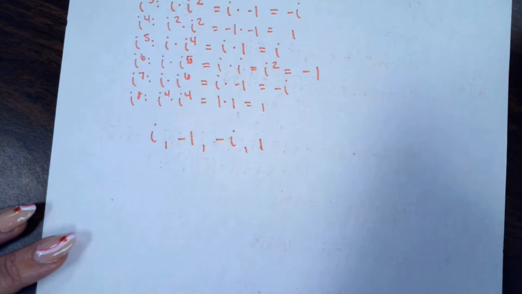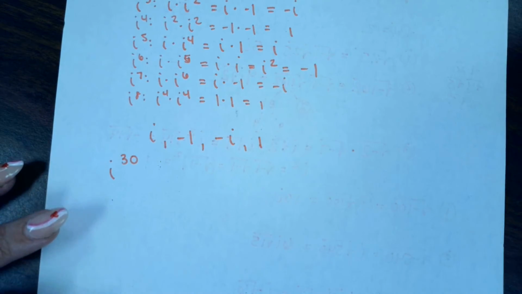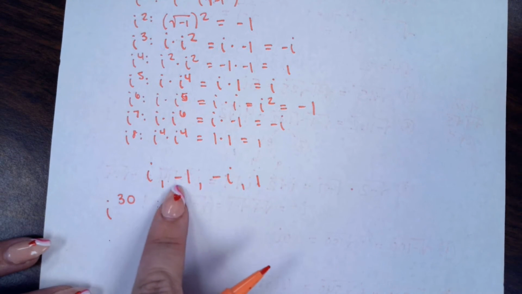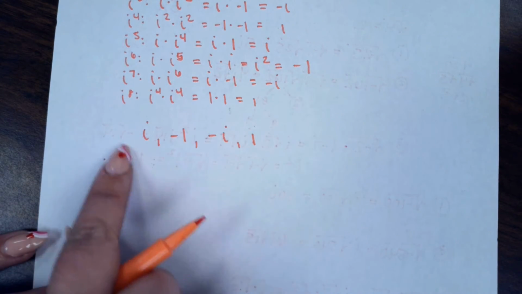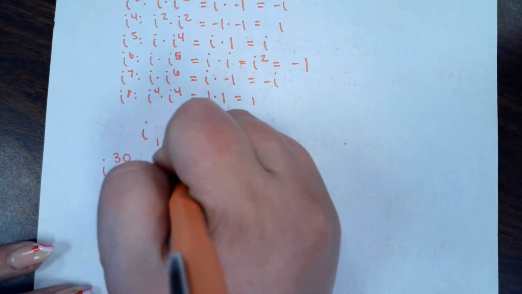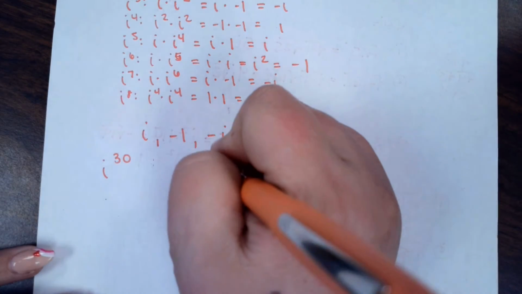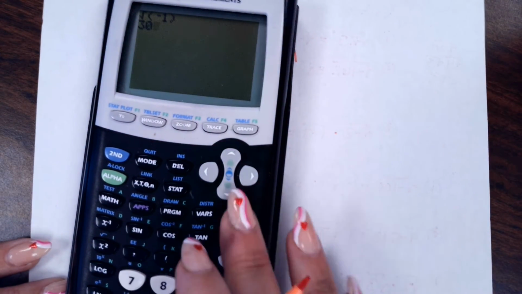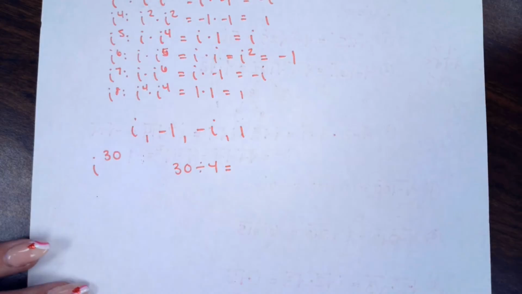So we can use this pattern to simplify things like i to the 30th. Of course we're not going to sit here and write i, -1, -i, 1 until we get to 30, right? We need to think about how many times we go through this 4-number pattern. So we're going to take 30 and divide it by 4. That tells us how many times we go through this. If you do that in your calculator, you get 7.5.